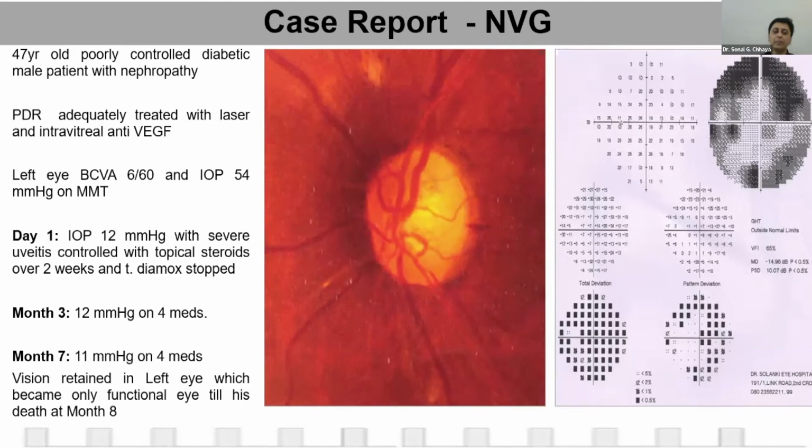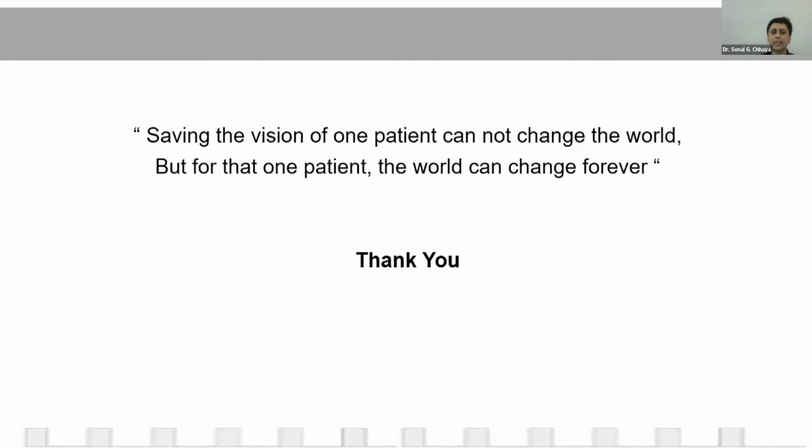At month 3 and month 7, his pressures ranged between 11 to 12 millimeters of mercury on 4 topical medication, and the vision was retained in his left eye, which became his only functional eye till his death at month 8. So in conclusion, saving the vision of one patient cannot change the world, but for that one patient, the world can change forever. Thank you for your kind attention.